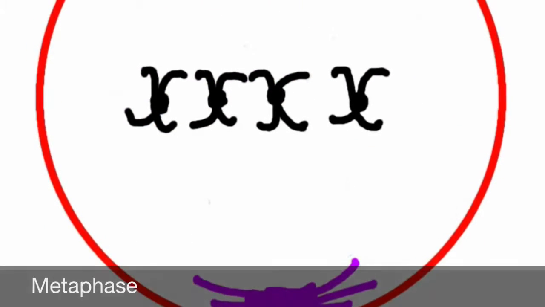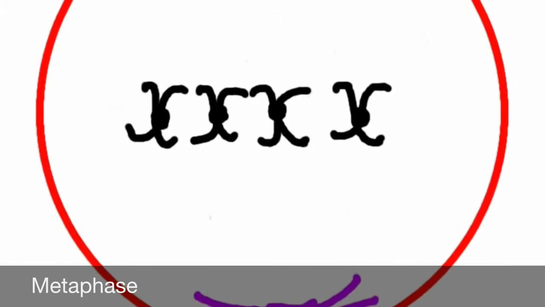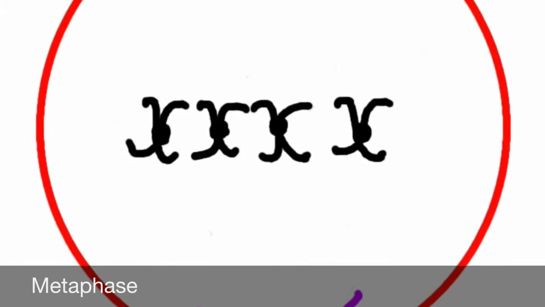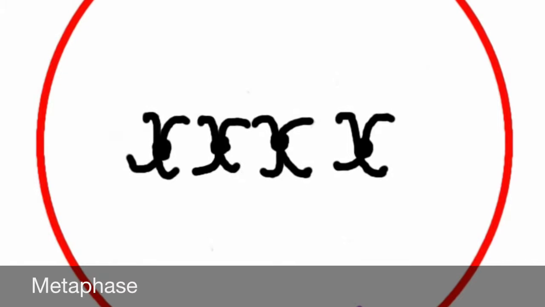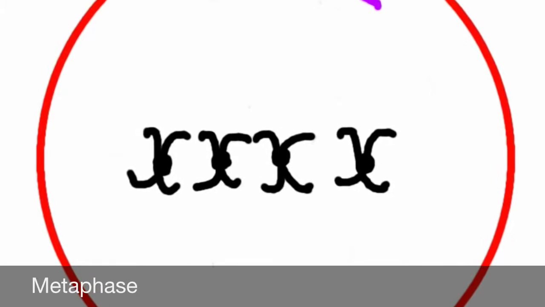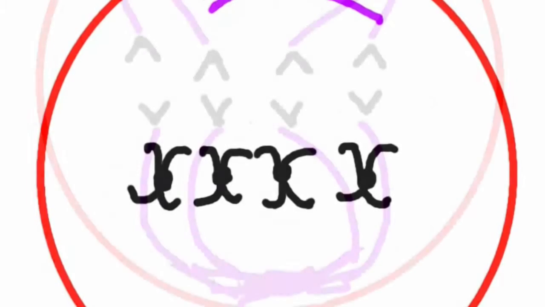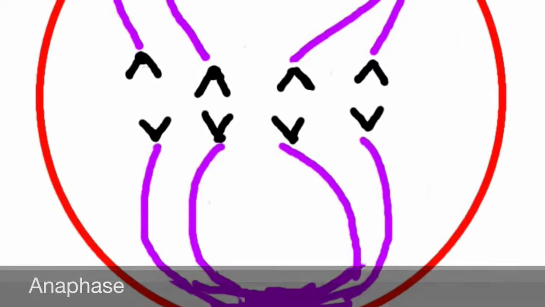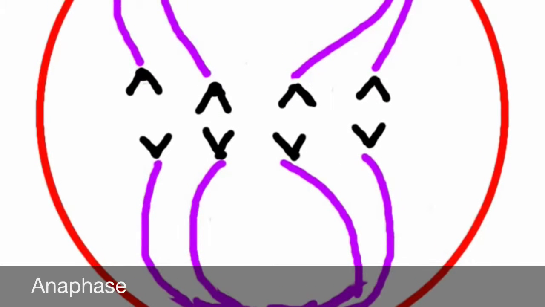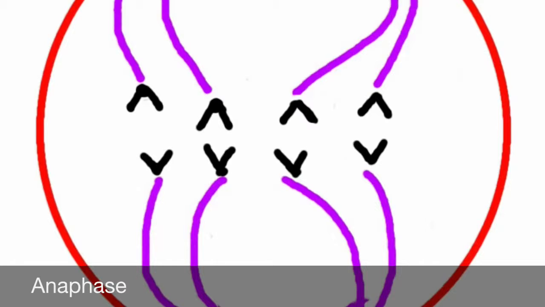Next phase is metaphase. This is where the duplicated chromosomes and their centromeres become aligned in the center of the cell. Also, they are attached to the spindle fibers. In anaphase, the centromeres split, and each of the chromosomes separate into two identical groups that move to the opposite poles of the cell.